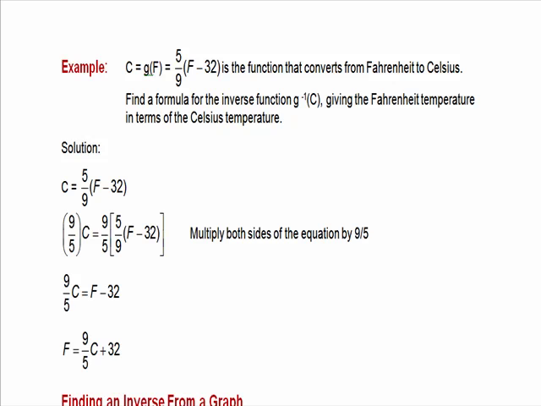I had C equals 5/9 the quantity F minus 32, and I chose to first get rid of the 5/9. You might choose to first multiply through by the 5/9, but I said I'm going to get rid of the 5/9. So to do that, I'm going to multiply both sides by 9/5, which I did. That gives me 9/5 C equals 9/5 the quantity 5/9 multiplied by the quantity F minus 32. And then, of course, the 9/5 and the 5/9 cancel out. So we have 9/5 C equals F minus 32. To solve for F, we get F is 9/5 C plus 32. This is our inverse.